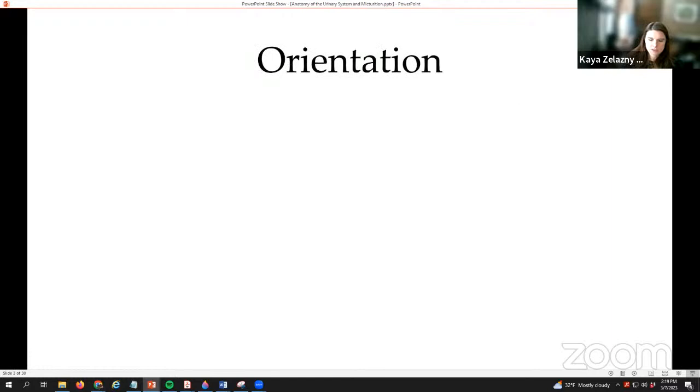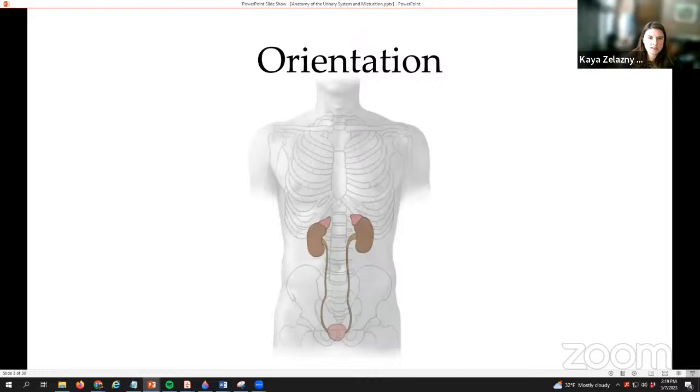Okay. So we're starting in the body, and here we can see the urinary system highlighted. So here we have the kidney. Here we have the ureter. So that's the long tube we see here descending into the pelvis. And here we see the bladder.